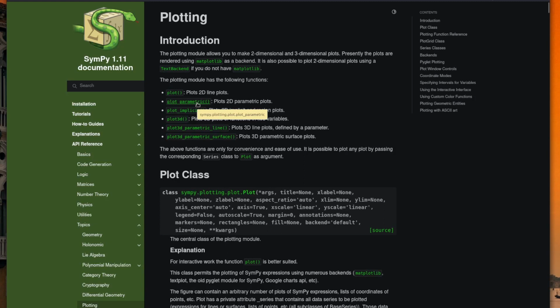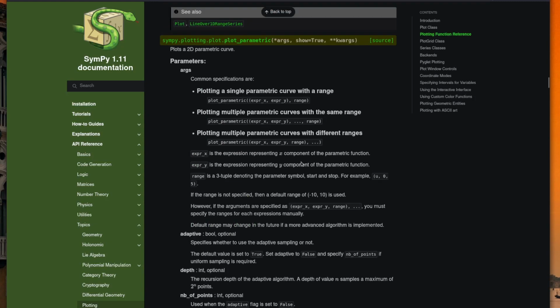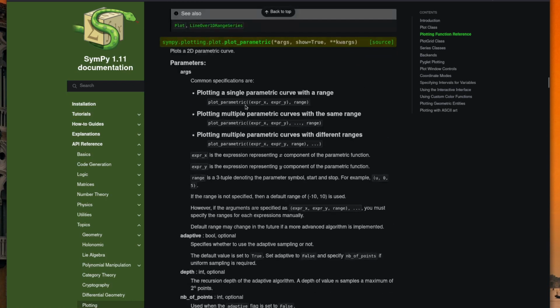There is an interesting function, plot_parametric. And the documentation will tell you how to make a plot. So what do we want? Simple parametric plot. We need an expression for the x-coordinate, an expression for the y-coordinate, and the range on which we want to plot. Here it tells us what our range should be: a 3-tuple with the name of the parameter and the endpoints. So for us, that will be from -2 to 3.